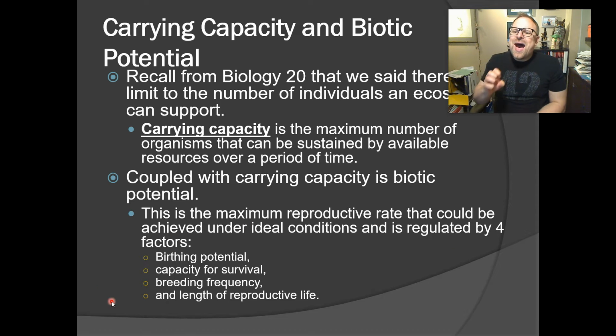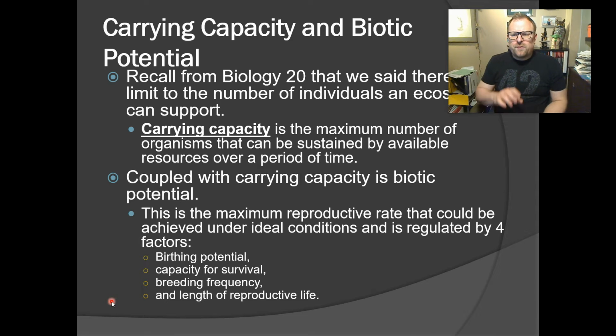Okay, so that factors into how a population grows, because if your biotic potential is very, very low, a population does not reestablish itself very quickly because you're having fewer individuals per birthing cycle. Maybe those individuals don't survive very well. You're not breeding very often. You're not having a long reproductive life. So that pushes down population growth.